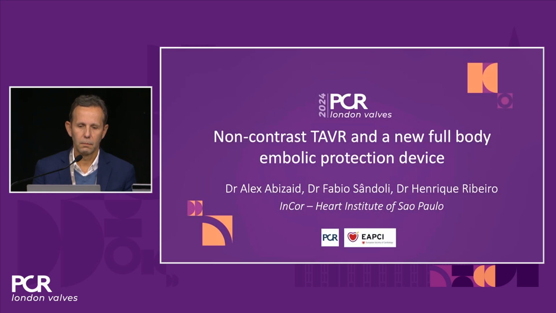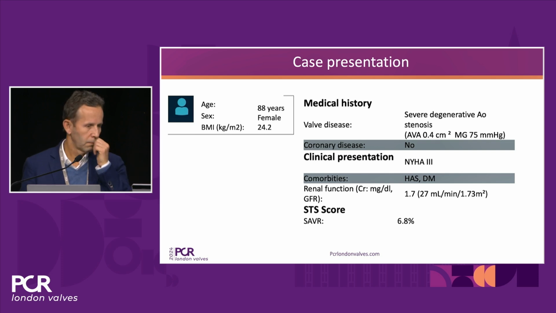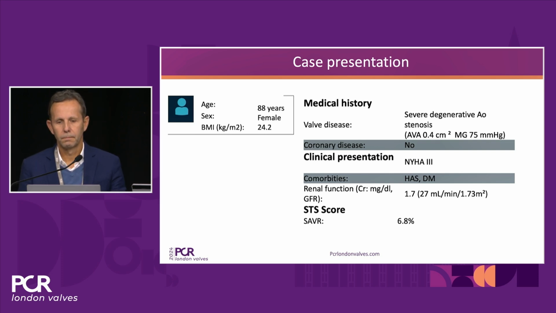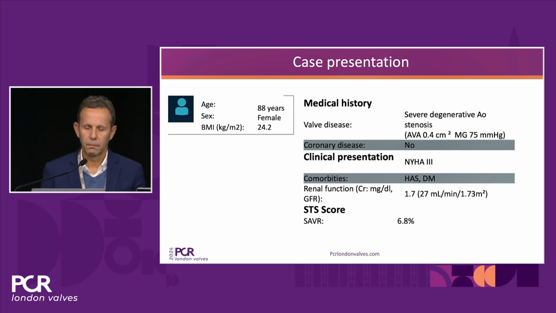Thank you, Alex. I'm going to present the case of an 88-year-old female with a very severe aortic stenosis, an aortic valve area of 0.4 and mean gradient of 75, with no coronary disease, that presented in the clinic with dyspnea, New York Heart Association class 3. Her comorbidities included hypertension and diabetes, yielding a very impaired renal function with creatinine of 1.7 and a clearance of 27, finally with an STS score of 6.8.